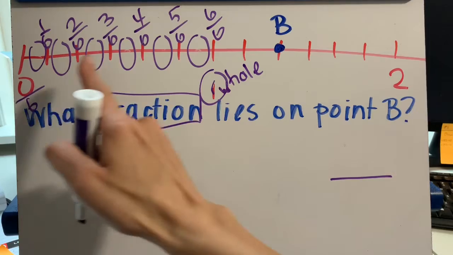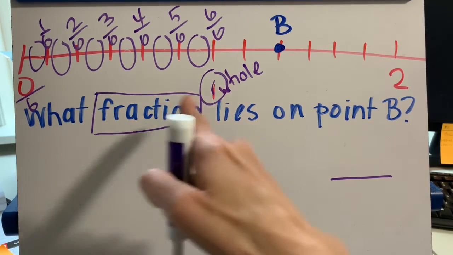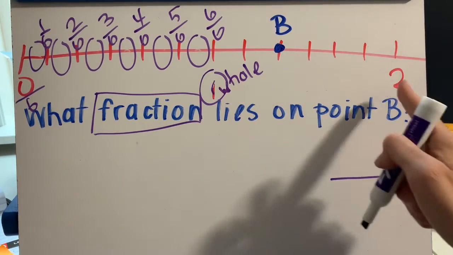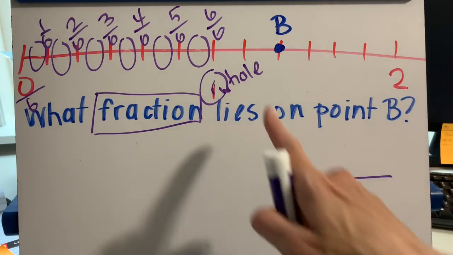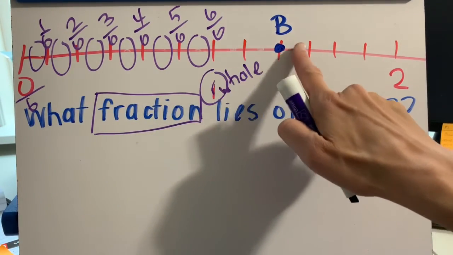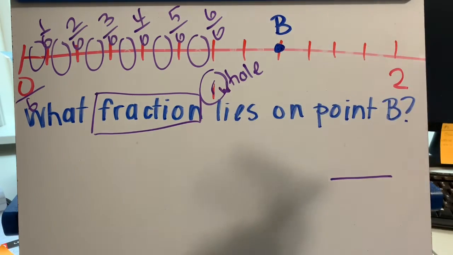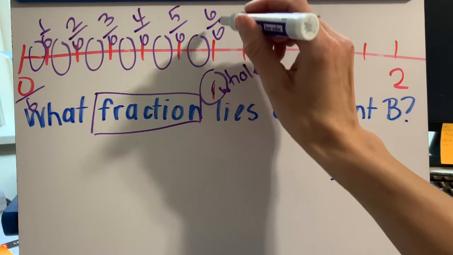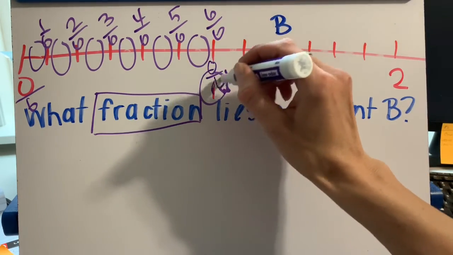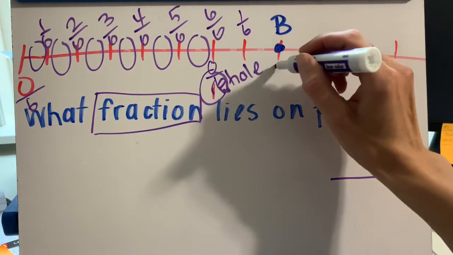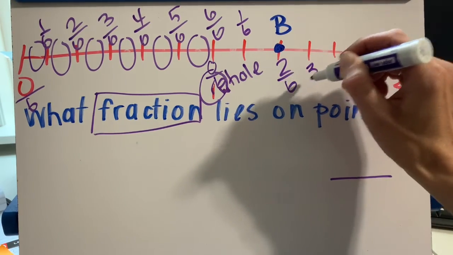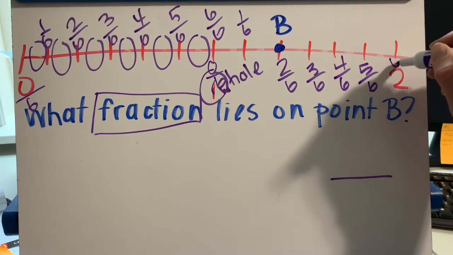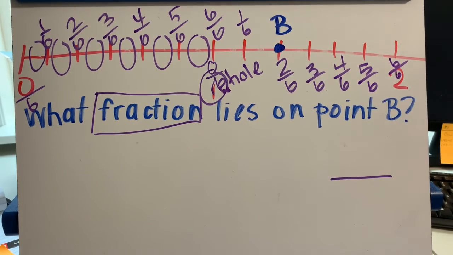So I know that there are 6 equal spots between the 0 and the 1, so I'm going to assume that there are the same amount of spaces between the 1 and the 2. I could count again by going like this: 1, 2, 3, 4, 5, 6. Again, I have 6 equal spots, which would make this 0 out of 6 again, this one 1/6, this 2/6, 3/6, 4/6, 5/6, and 6/6, which would again equal that 1 whole space.